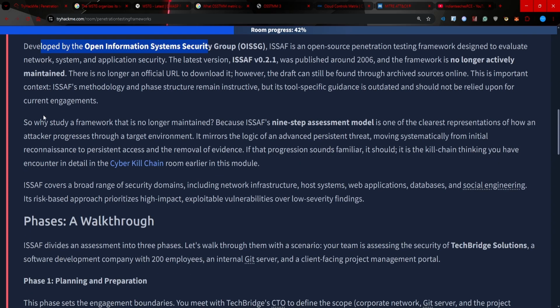So why study a framework that is no longer maintained? Because ISSAF's 9-step assessment model is one of the clearest representations of how an attacker progresses through a target environment. It mirrors the logic of an advanced persistent threat, moving systematically from initial reconnaissance to persistent access and removal of evidence. If that progression sounds familiar, it should. It is the kill chain thinking you have encountered in detail in the cyber kill chain from earlier rooms. ISSAF covers a broad range of security domains, including network infrastructure, host systems.